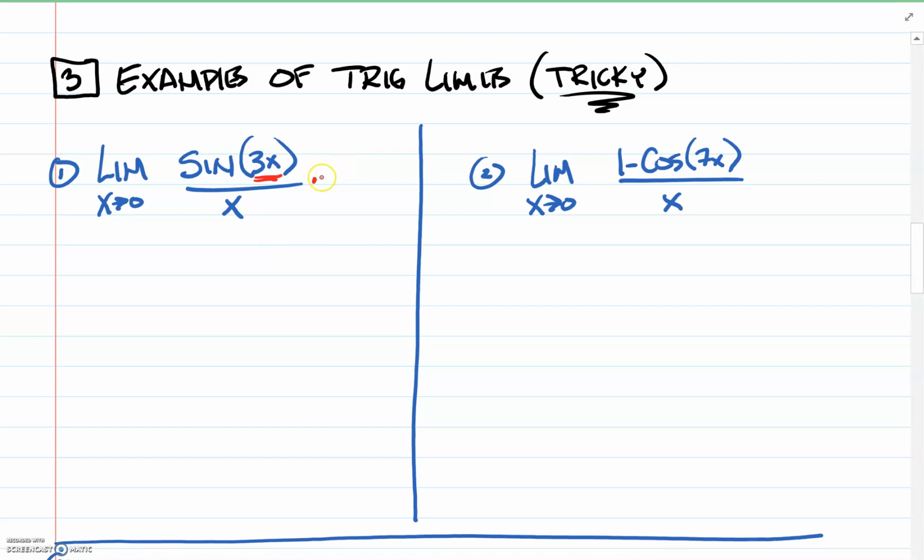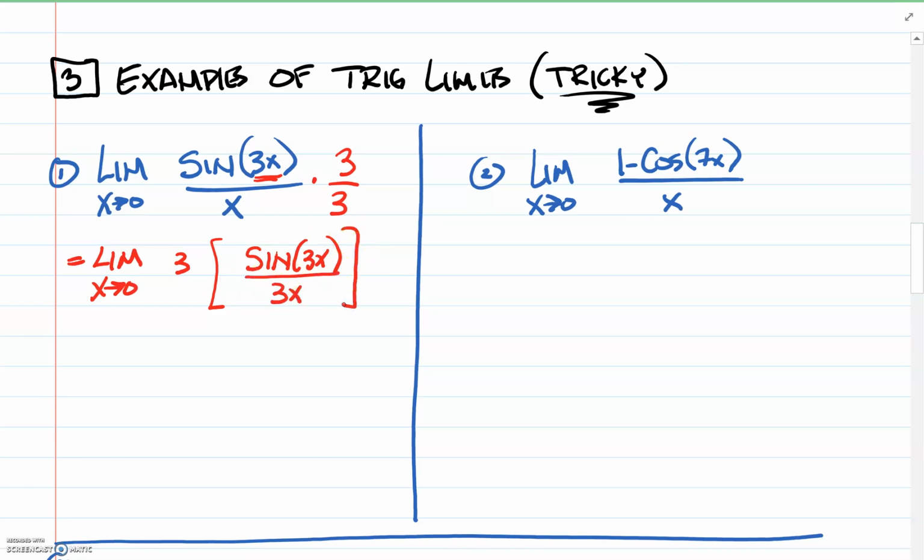So what I'm going to do is figure out how to make a 3x on the bottom. If I multiply the top and the bottom by a 3, then I'm basically multiplying by a 1, and I would have a 3x on the bottom. So here's what I would get. This would give me the limit as x goes to 0 of 3 times, check out how I'm writing this, the sine of 3x over a 3x. Convince yourself that that is the exact same thing as what I wrote above. I'm multiplying the top by 3 and the bottom by 3.